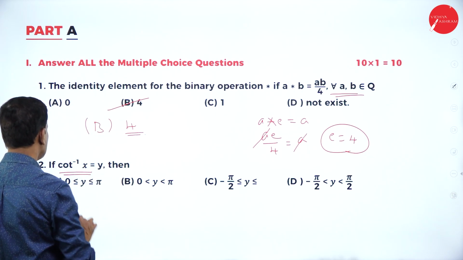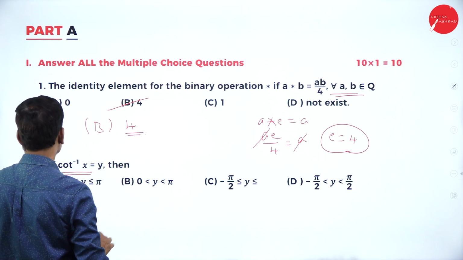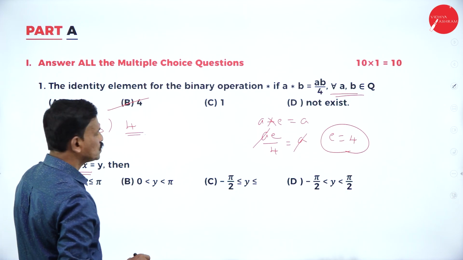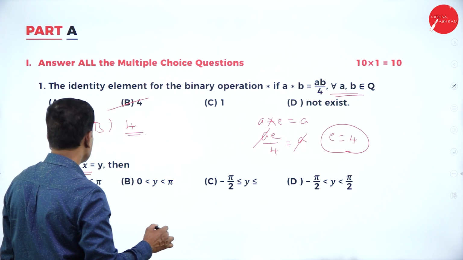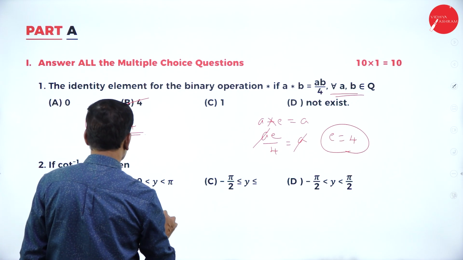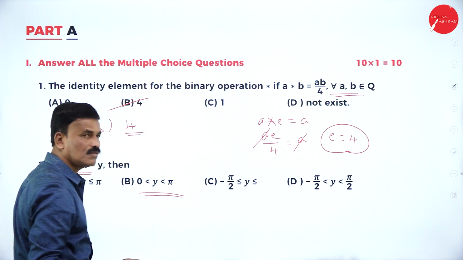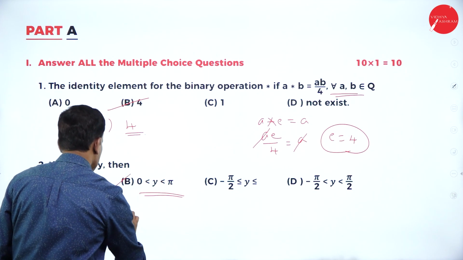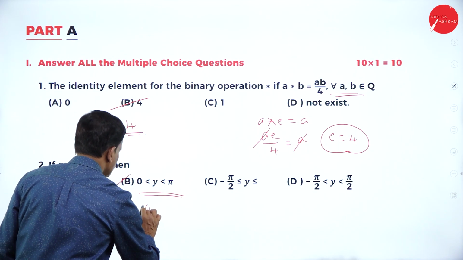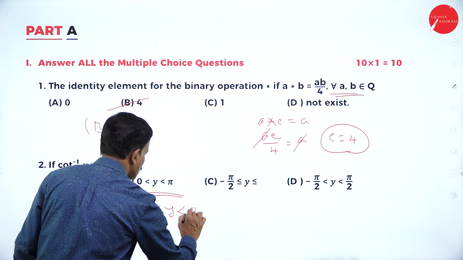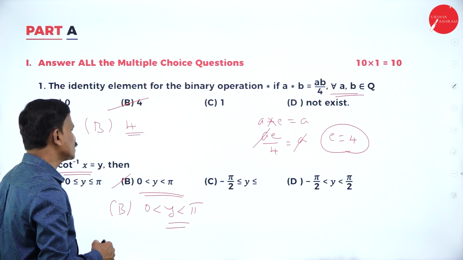If cot inverse of x is equal to y, then what is the range for cot inverse x? The range for cot inverse x is nothing but 0 less than y less than pi. So the range for cot inverse of x is 0 less than y less than pi.